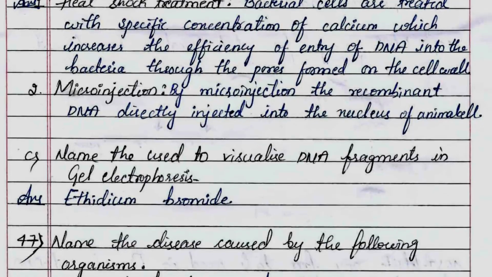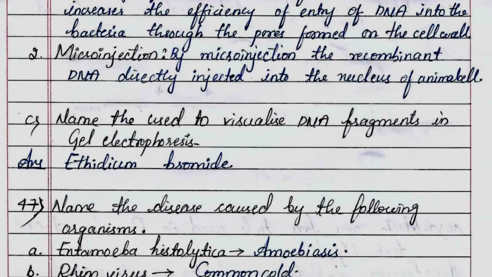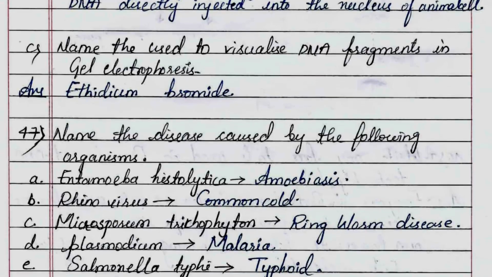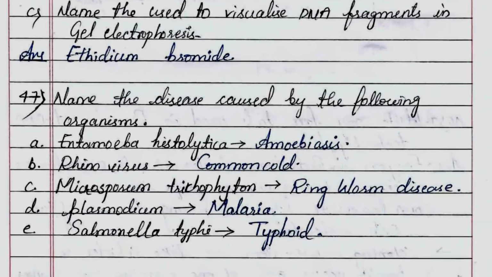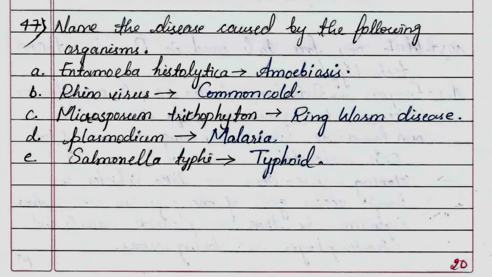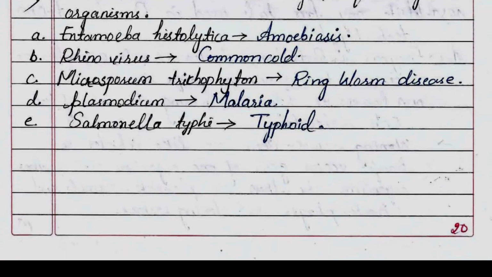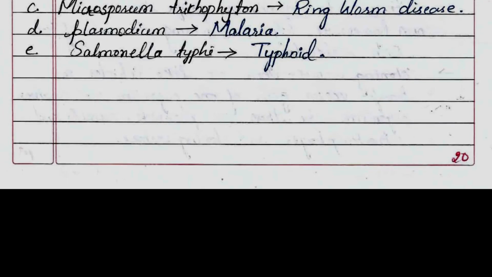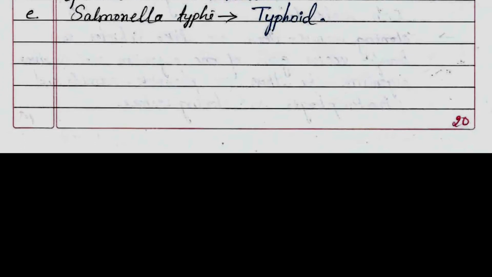47th question is name the disease caused by the following organisms. Here is the first one. Entamoeba histolytica is amoebiasis. Second, rhinovirus is common cold. C, Trichophyton is ringworm disease. Fourth, Plasmodium is malaria. Fifth, Salmonella typhi is typhoid.